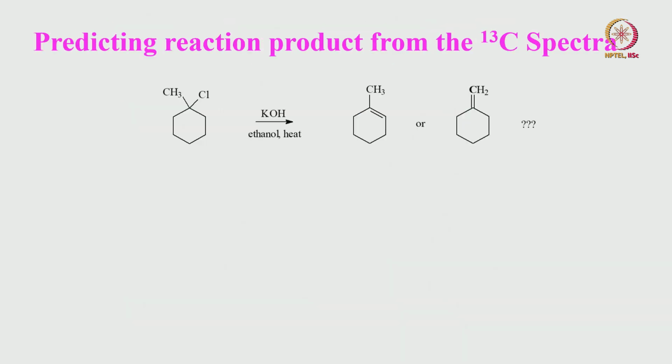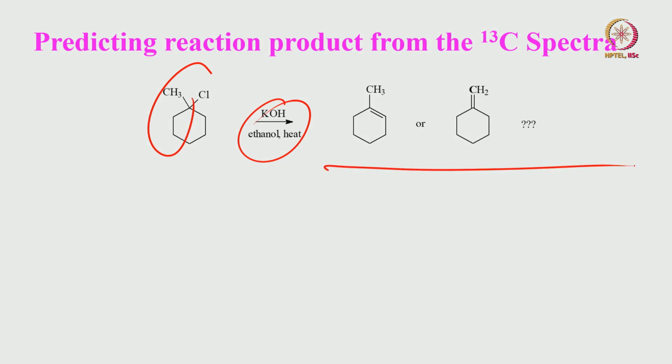So, this is how it goes, and you can even predict the reaction product just by looking at the carbon 13 spectrum. Take for example a molecule like this. Somebody was doing a chemistry reaction of this molecule with KOH and he was confused whether he gets this molecule or this molecule. How do you know which is the product? You have the reaction and this is the product. Simply what you do is take a carbon 13 spectrum of this molecule.